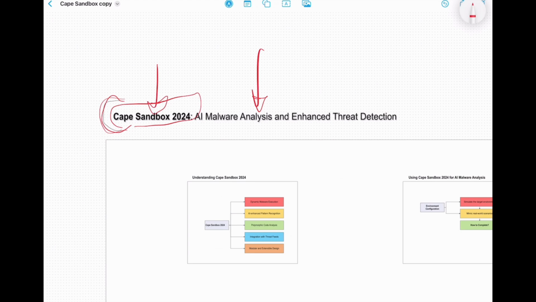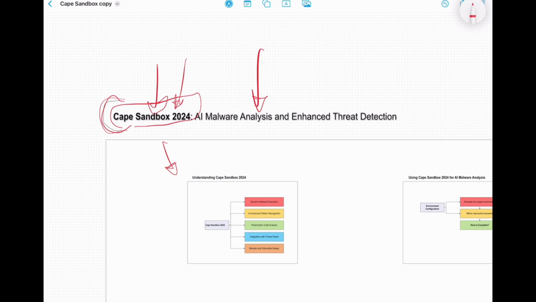And Cape Sandbox facilitates both of those. It facilitates behavioral and static analysis, so dynamic and static analysis. And that makes it a good tool for AI malware analysis. And now we're going to have a whole step-by-step explanation of the process on how you can apply the Cape Sandbox for this specific type of analysis.